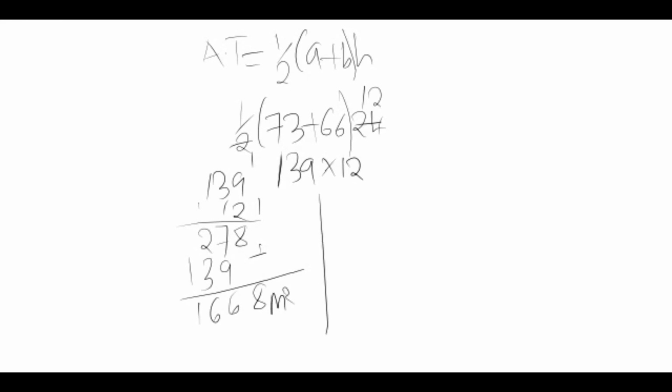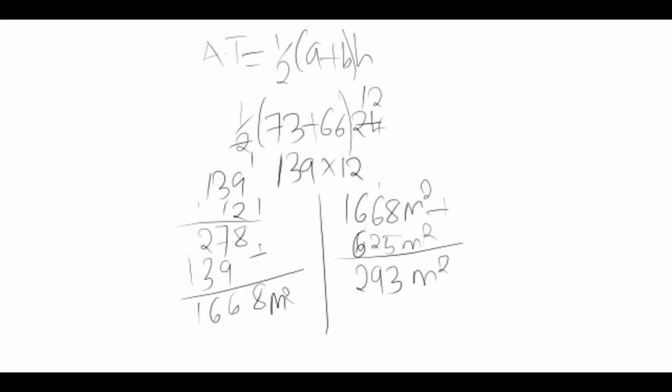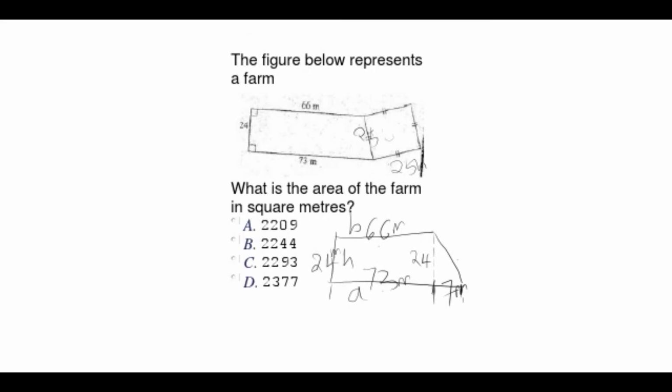So our area now will be, we said, the area of the trapezium plus the area of the square. So we have 1668 meters squared plus 625 meters squared. Actually the units will be in meters squared. 8 plus 5 is 13, we carry 1. 6 plus 2 is 8, plus 1 is 9. 6 plus 6 we have 12, then we carry 1. So we have 2,293 meters squared. That is the area of the farm.